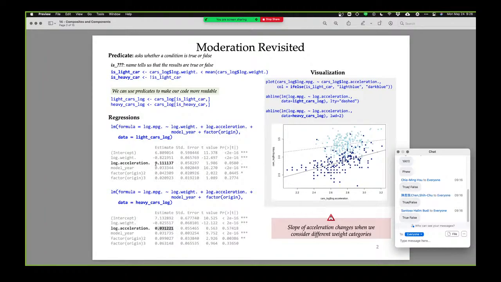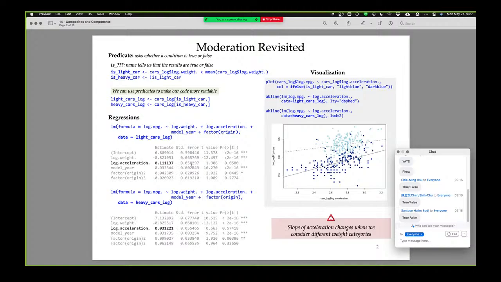In the sense that for lighter cars, as the car gains more acceleration power, the log miles per gallon goes up, and for heavier cars, it hardly goes up. It's a much more flat slope. It's only about 0.03. So this is again an example of a moderation.